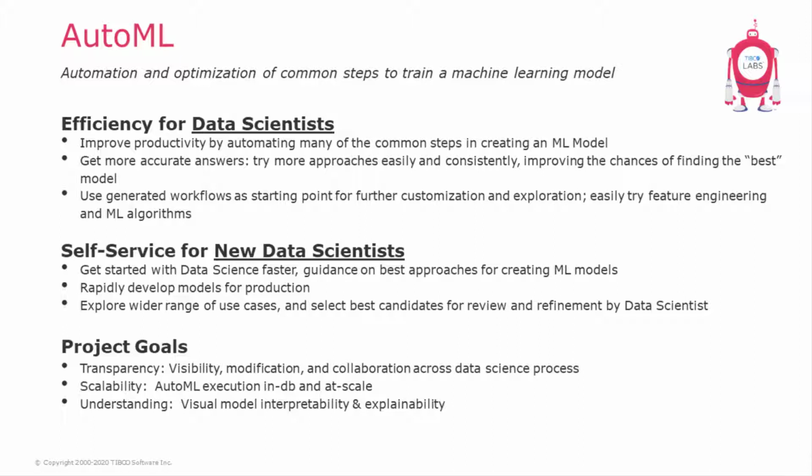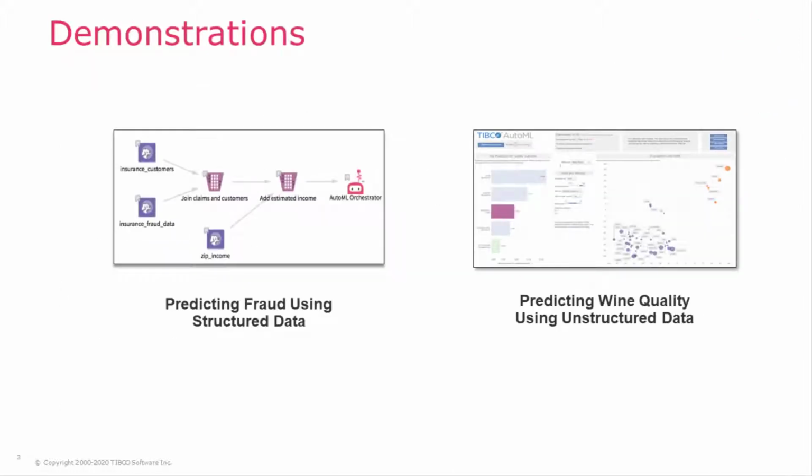So what are some of the goals of this project? Well, first of all, we want to be transparent. We want to make it easy to see the steps that are taken during the machine learning process. Secondly, we want this to be scalable. So we built this on Team Studio, which is a highly scalable data science platform. And finally, understanding. We include model explainability so that we can better understand how a given model is making its predictions.